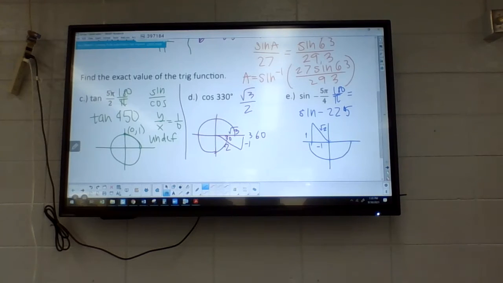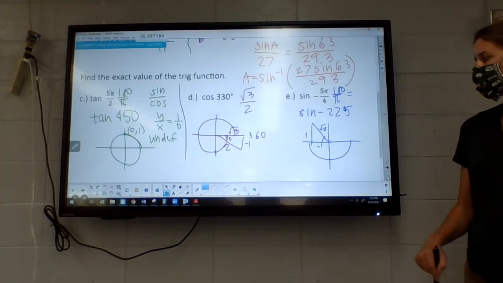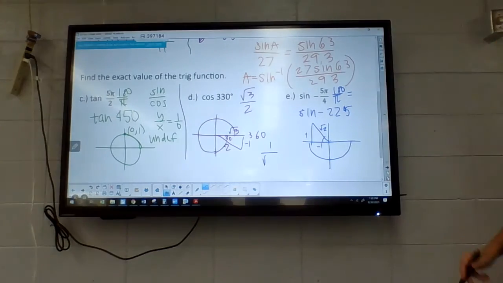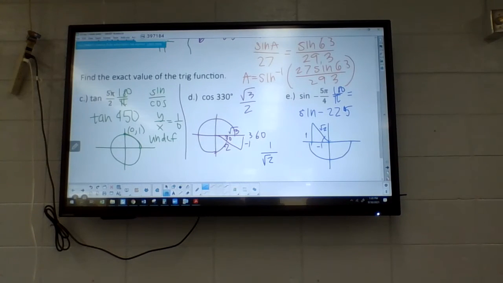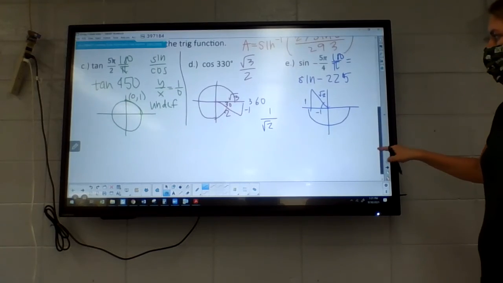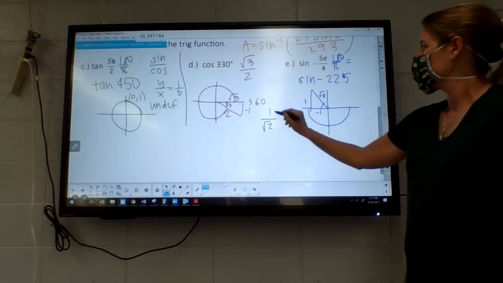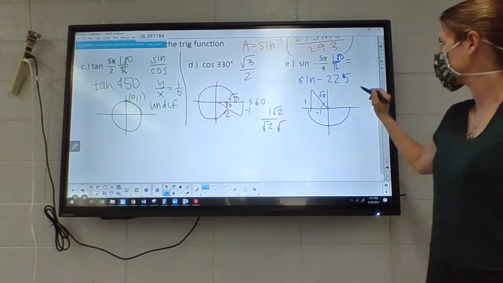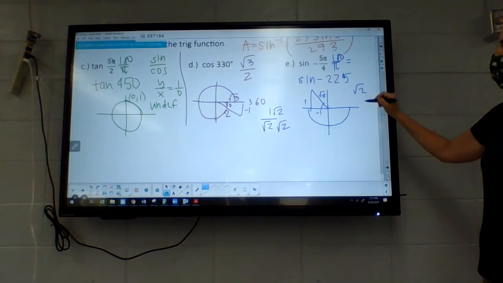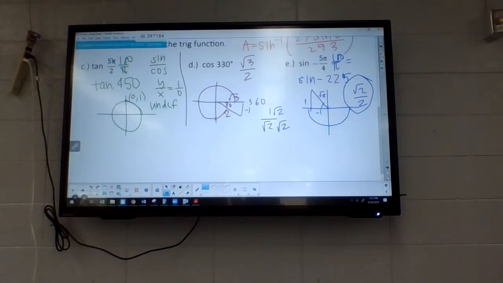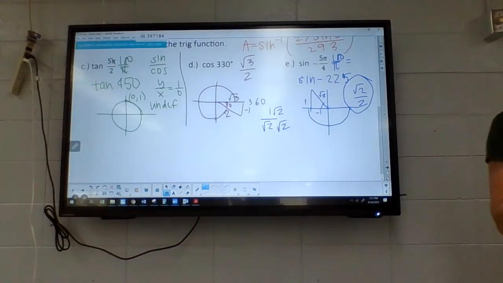Now sine is opposite over hypotenuse. So from the 45-degree angle, the opposite is 1. The hypotenuse is square root of 2. But I can't leave it that way. So we have to do that square root of 2 thing where I get that out of the denominator, which gives square root of 2 over 2. And it's positive because we're going up. We're not worried about the left because that's our opposite side.